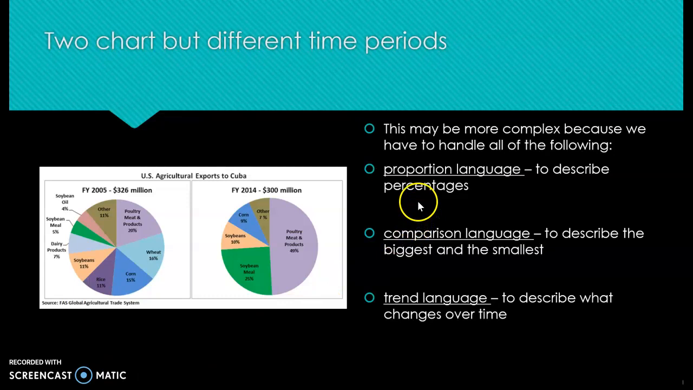So we need the language of proportion. So it's still the same thing, describing the percentages. Language of comparison. So you're comparing this one to another one, nearly 10 years later. And you've got the language of trend. This is exciting. What happened over time? So you can say it's dynamic, this chart. So the number of exports, poultry and meat, more than doubled. So you've got this kind of language you can bring in to describe those changes over time. Don't be concerned because you know nothing about it. It doesn't matter. You're not meant to. Just have a look at it.